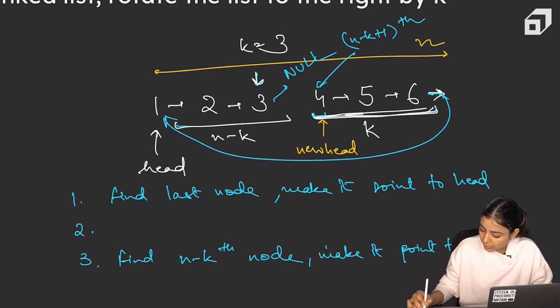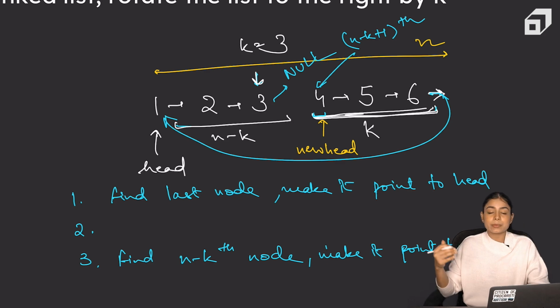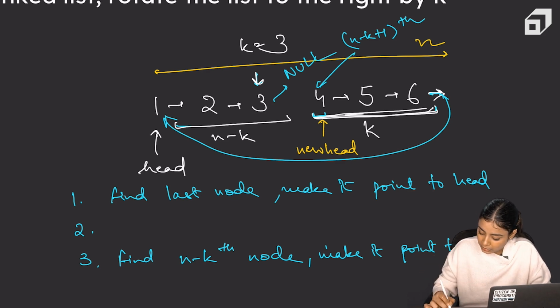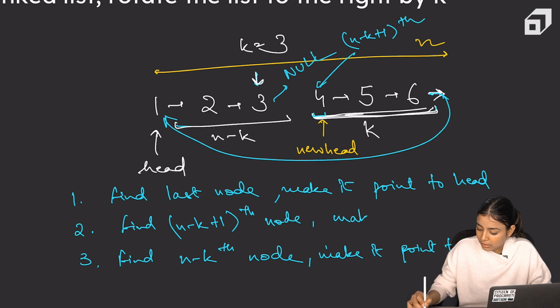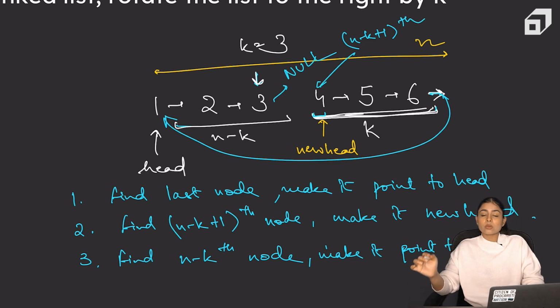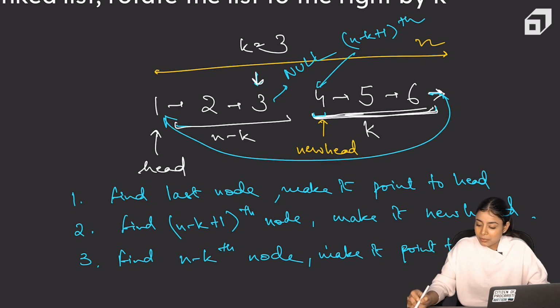This is my third step, and the second step would be to find the n minus k plus 1th node and make it the new head. Now is my new linked list ready? If you see, the new head is here at 4. That means this is where my linked list will start, at 4.